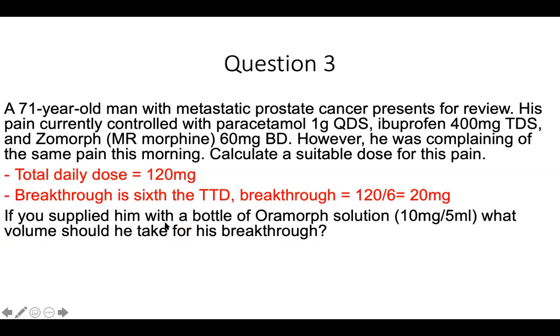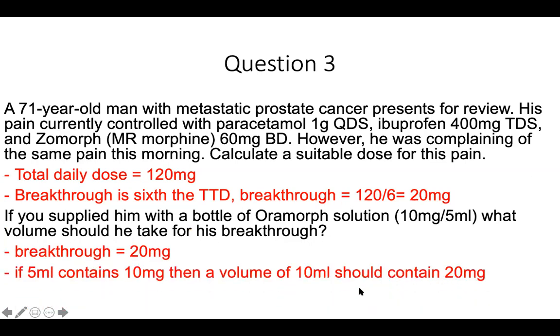If you supplied him with a bottle of Oramorph solution with a concentration of 10 milligram per 5 milliliters, what volume should he take for his breakthrough pain? You just need to cross multiply and work it out. So if 10 milligram has 5 milliliters, then 20 milligram means 10 milliliters. So this patient should take 10 milliliters every time he has the pain.